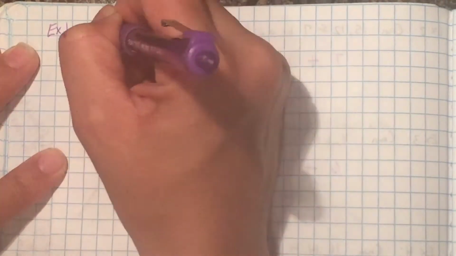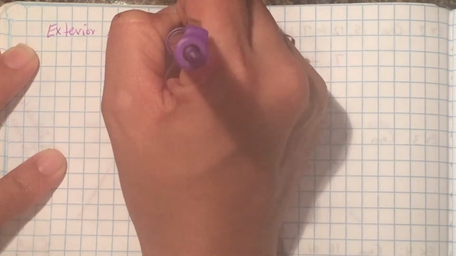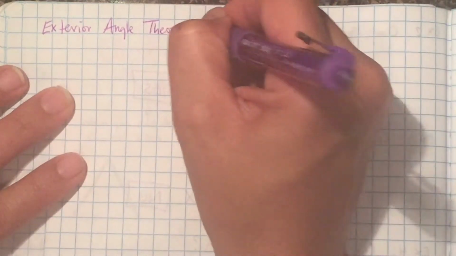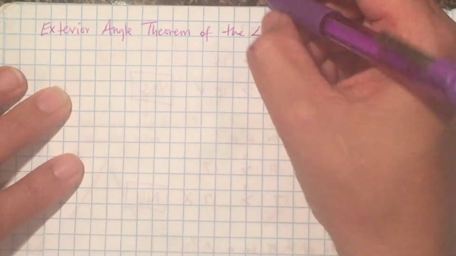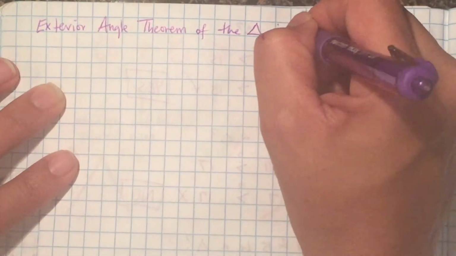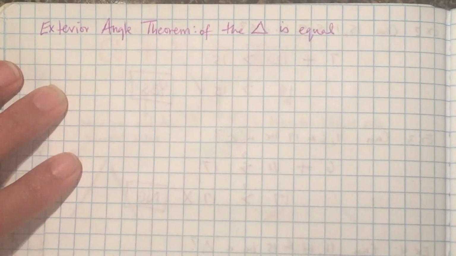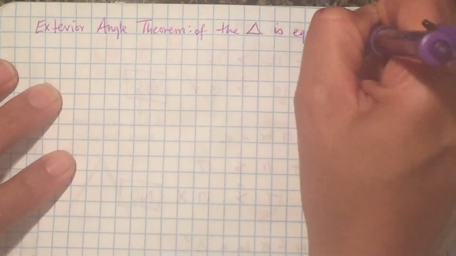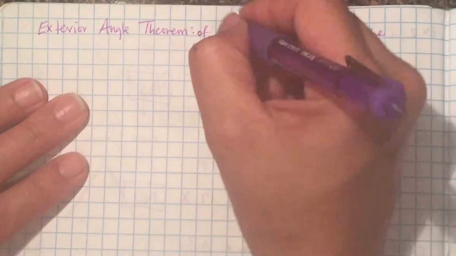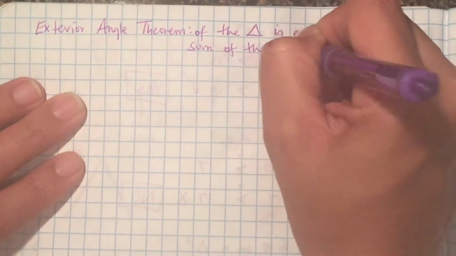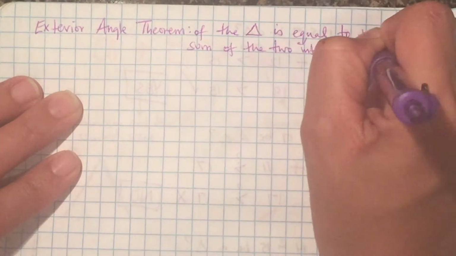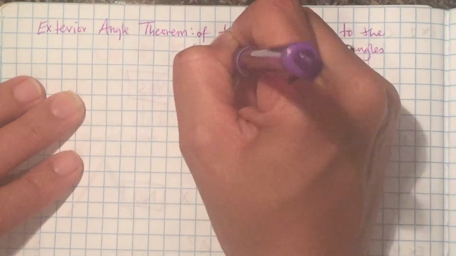All right, so exterior angle theorem. The exterior angle of a triangle is equal to the sum of the two interior angles that are not right next to it. This is a listening check. Color in exterior angle theorem.